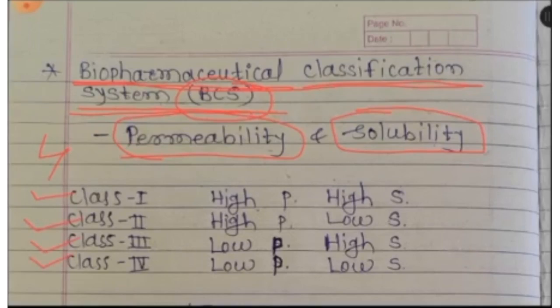Class 1 are high permeability and high solubility drugs. Class 2 is high permeability and low solubility drugs. Class 3 is low permeability and high solubility. And last, class 4 is low permeability and low solubility. So in class 1, the permeability and solubility both are high, and in class 4, that is the last class, both permeability and solubility are low.